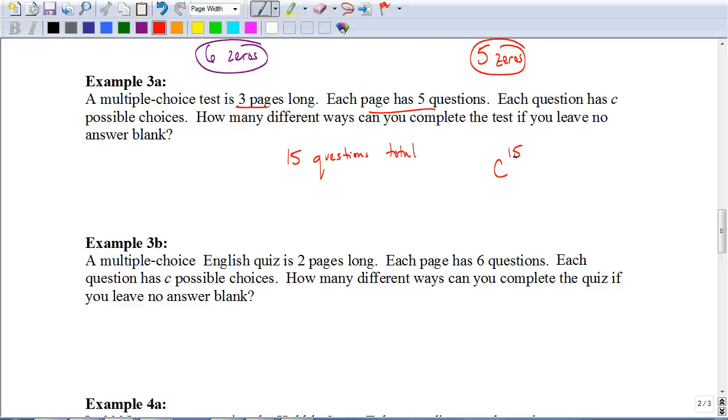We don't know how many choices each question has. Maybe there's 2. Maybe it's true or false. Maybe it's multiple choice with, well, I guess it does tell us it's multiple choice. They don't tell us how many choices, though, each question has. If each question had 3 choices, the number of different ways you could complete it would be 3 to the 15th power. If each question had 4 choices, it'd be 4 to the 15th power, and so on. So again, the base here, if you want to make note of that, that might not be a bad idea. The base represents the number of choices. The exponent represents the number of repetitions.